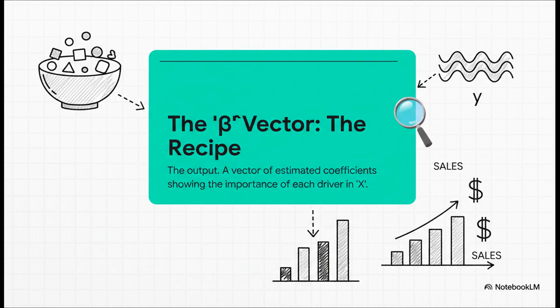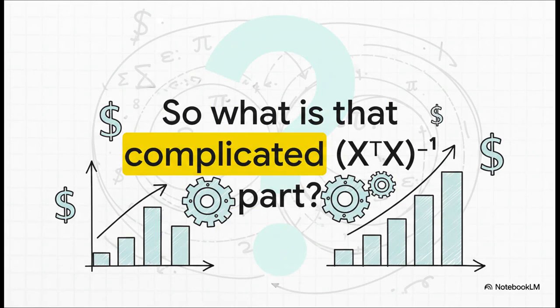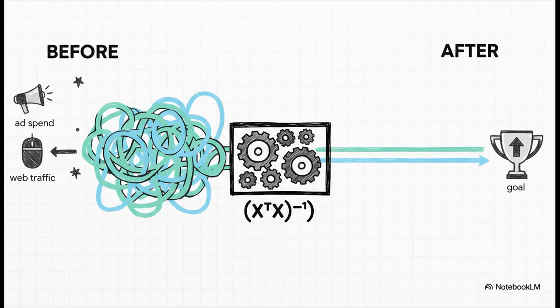It's the secret sauce. Okay, so we have our goal, Y, and our drivers, X. And we know we're looking for our recipe, beta hat. But what about that complicated-looking beast in the middle of the formula? The X transpose X inverse part. This is the piece that usually makes students nervous, but its job is actually incredibly smart and absolutely essential. This is the brains of the operation. Its whole job is to measure and adjust for how your drivers are related to each other.